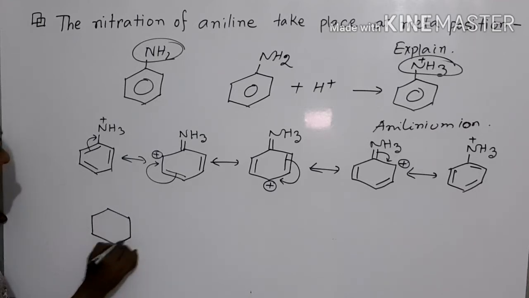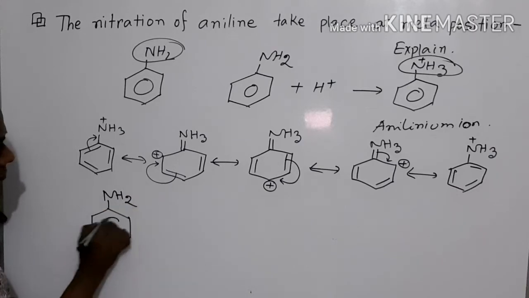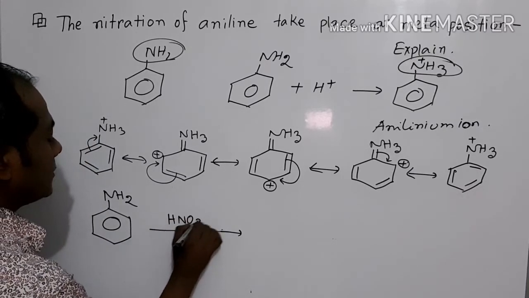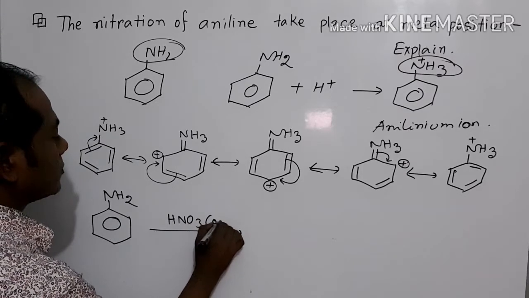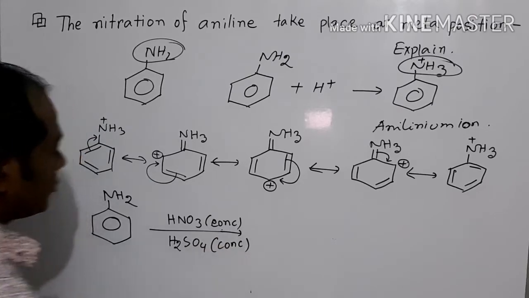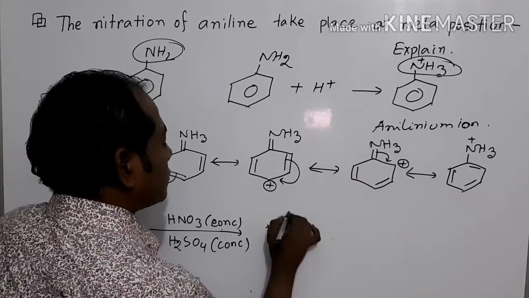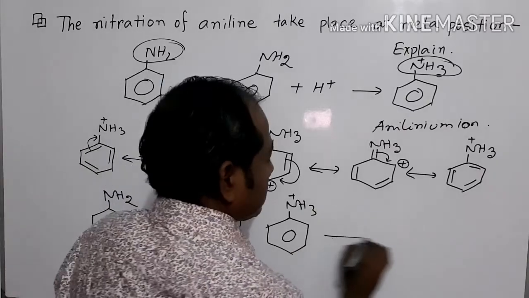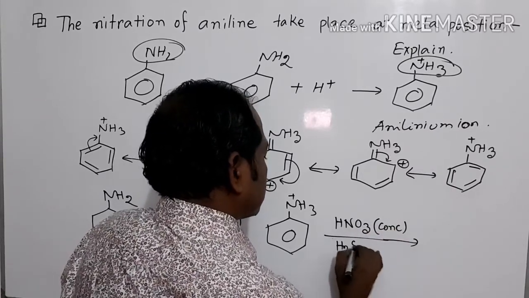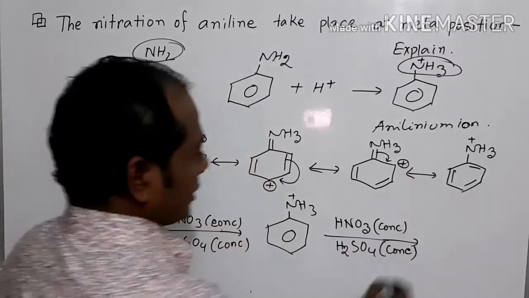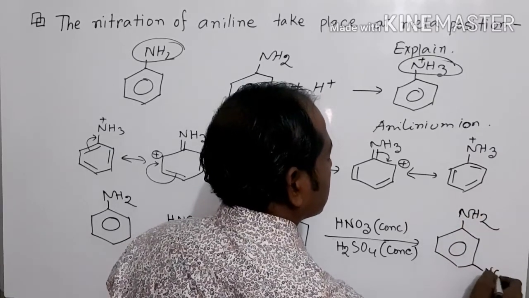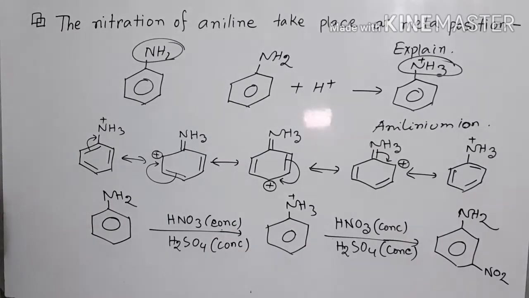The reaction occurs like this way. NH2, HNO3 concentrated nitric acid, H2SO4 concentrated sulfuric acid, NH3 anilinium ion, and we get meta-nitro aniline.